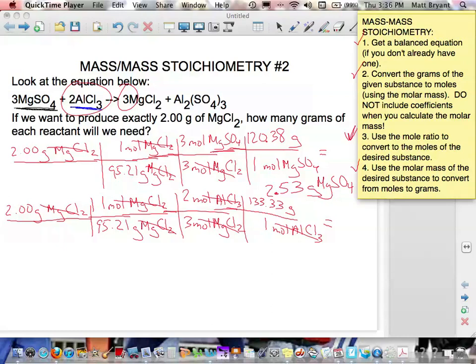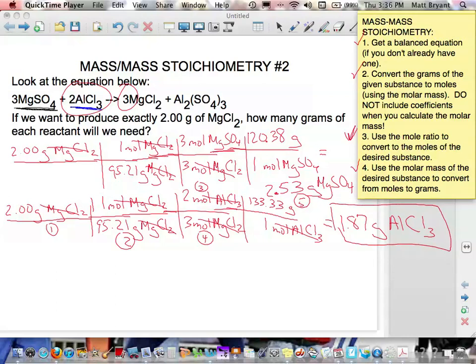And our math is going to be 2 divided by 95.21, times 2 divided by 3, and we have to account for both of those since they're not the same, and then multiply finally by 133.33. And the answer we get is equal to 1.87 grams of AlCl3.